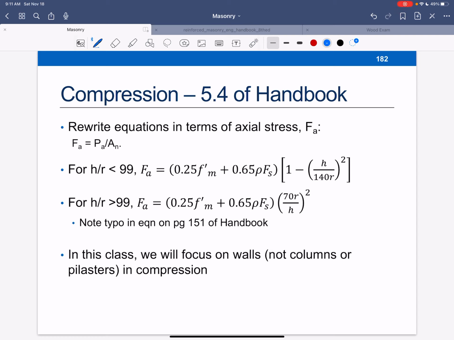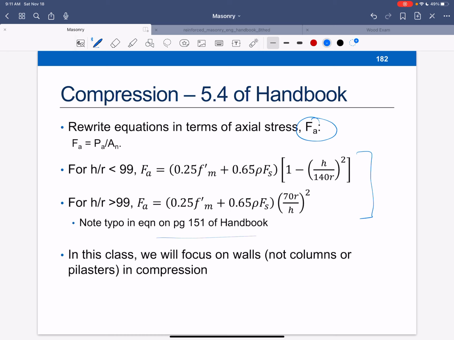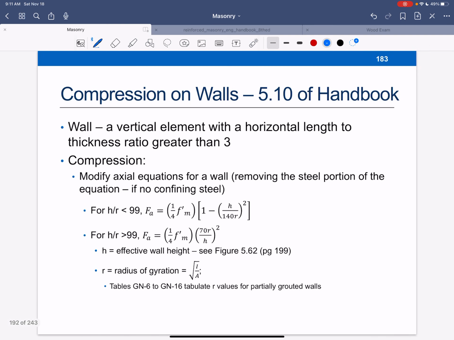The next piece of the handbook rewrites the equations in terms of stress, so the P over A, and this is what those equations look like. And again, just make sure you fix that typo in the handbook. It says it right here. Since we're only going to focus on walls, not columns or pilasters, that makes this fairly straightforward because I'm only going to use the masonry piece of this equation. Compression on walls is specifically in 5.10 of the handbook, so we can skip ahead here a little bit.